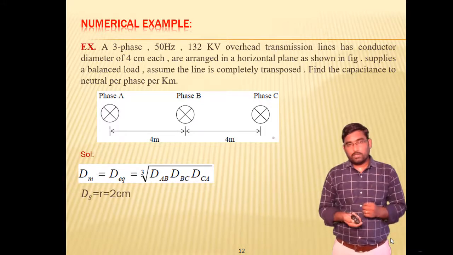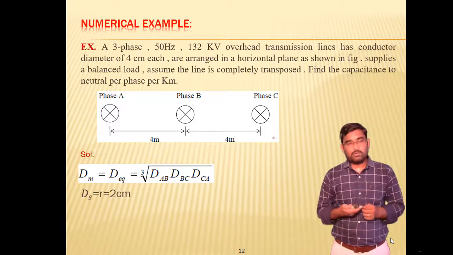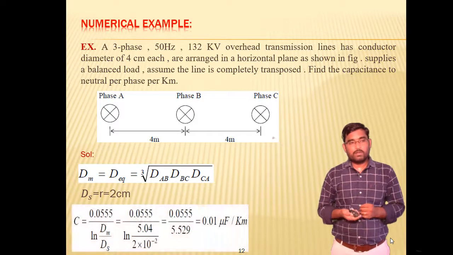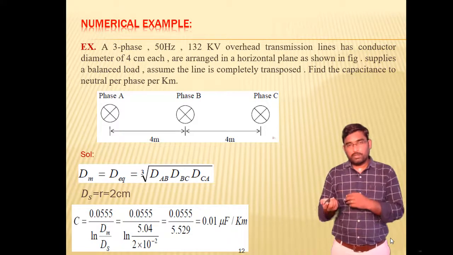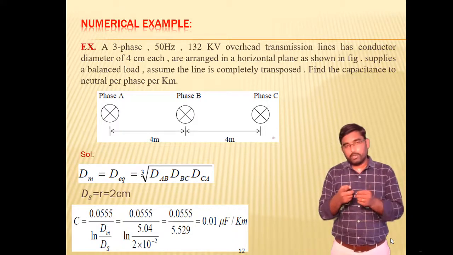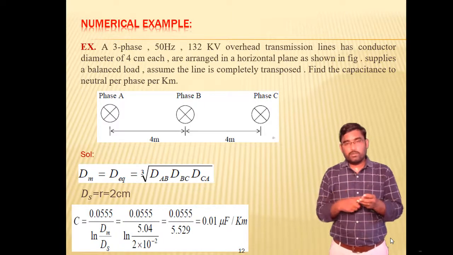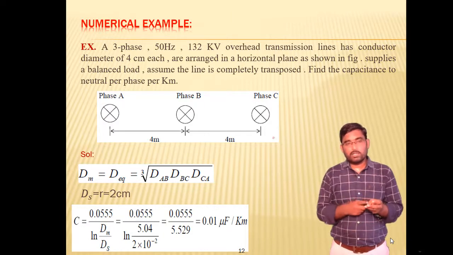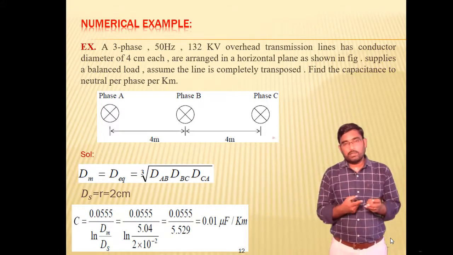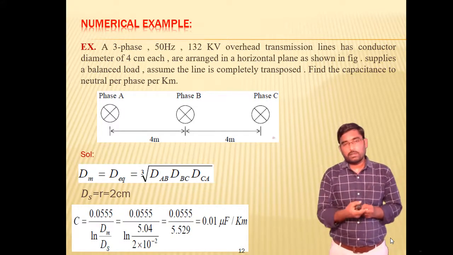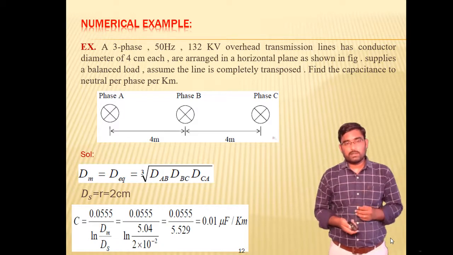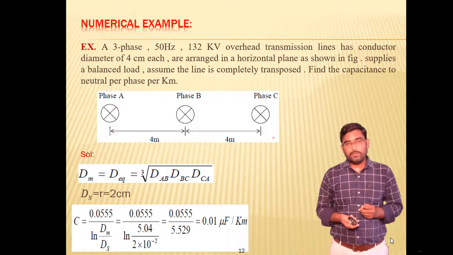If you calculate the geometric mean distance, Dm equals the cube root of DAB, DBC, DCA. Now capacitance equals 2 pi epsilon naught by ln of Dm by Ds. If you simplify 2 pi epsilon naught, with epsilon naught as 8.854 into 10 power minus 12, and the pi value and 2, that gives 0.0555 by ln of Dm by Ds. Dm you can calculate by taking the cube root of DAB, DBC, DCA, and Ds here is 2 into 10 power minus 2. The diameter is given, so by dividing by 2 you get the radius. So the capacitance will be 0.01 microfarads per kilometer.